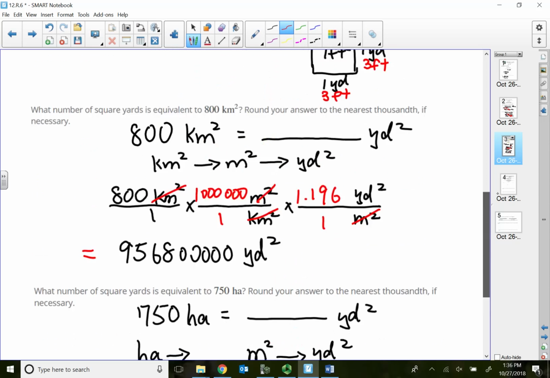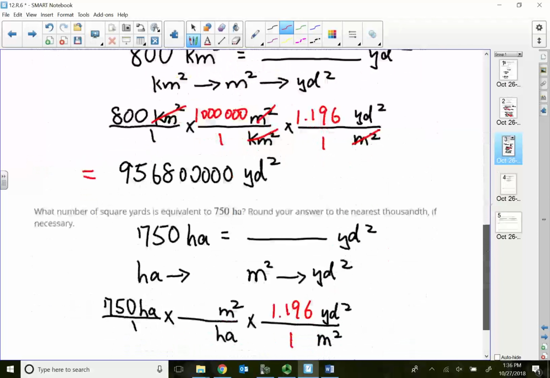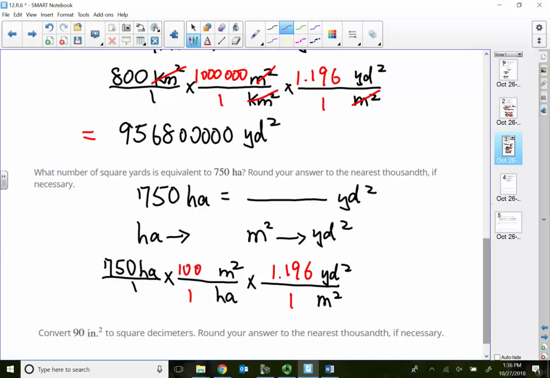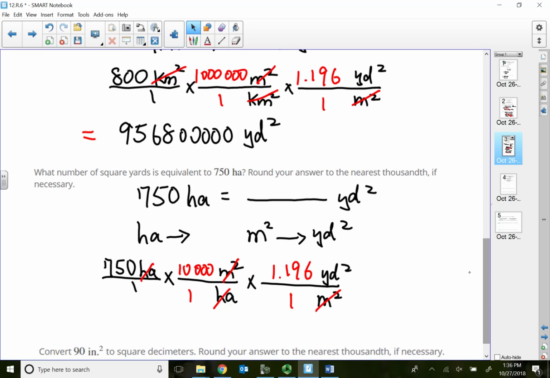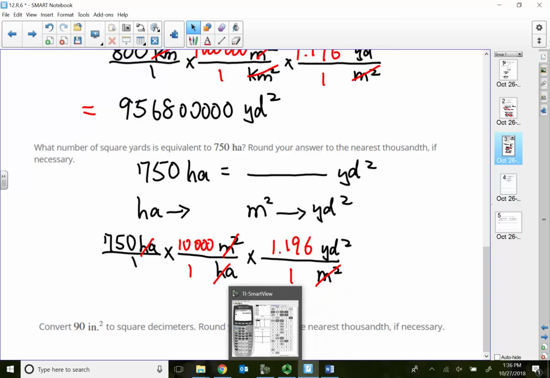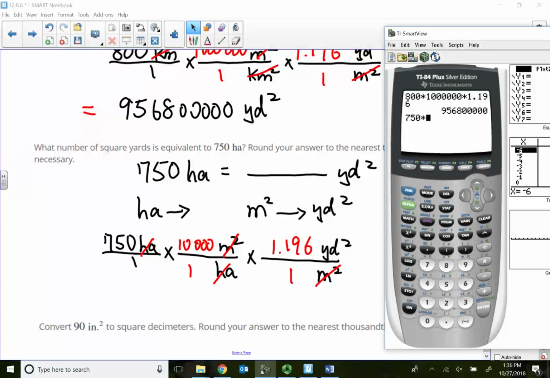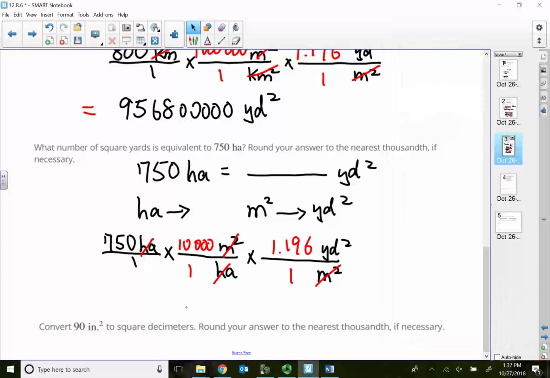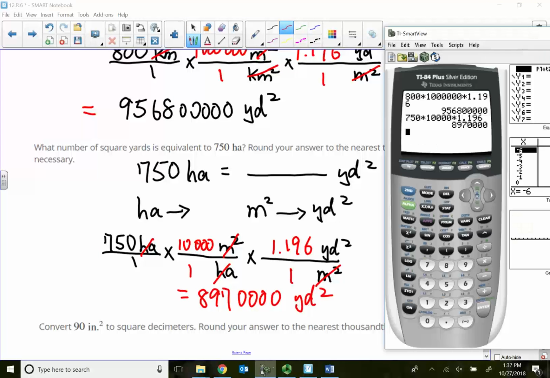All right, ratio between hectares and square meter, 1 to 10,000. So this one, hectare canceled out, square meter cancels out. So let's see what I got myself here. 750 times 10,000 times 1.196. All right, 897 with 4 zeros. There you go. That would be so many square yard. Voila.